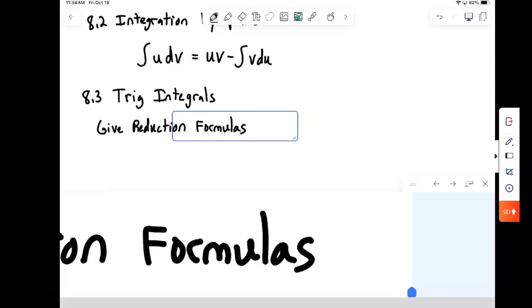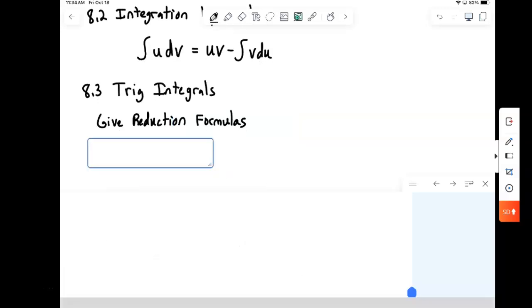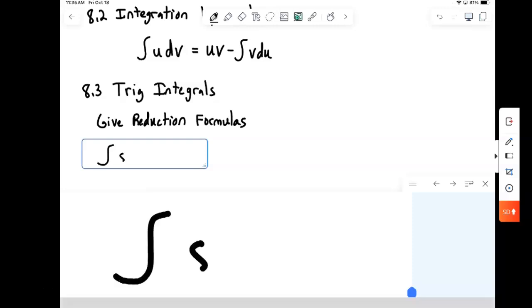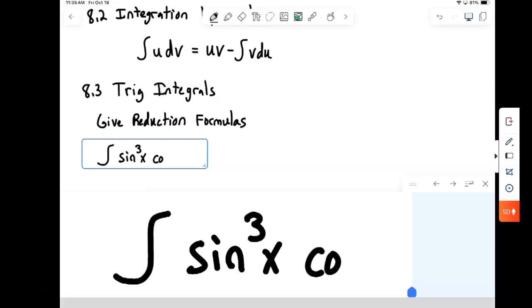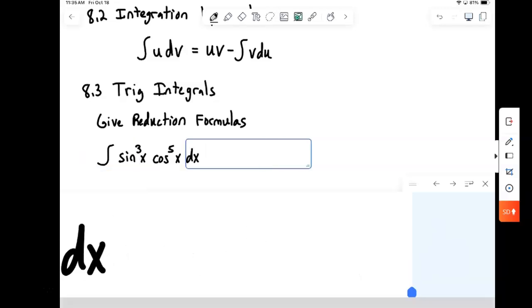But remember, we don't always just default to reduction formulas. If we have integrals involving sines and cosines or tangents and secants, then we have other ways of handling them that don't necessarily require the reduction formula. So as an example, consider the integral of sine cubed x cosine to the fifth x dx.